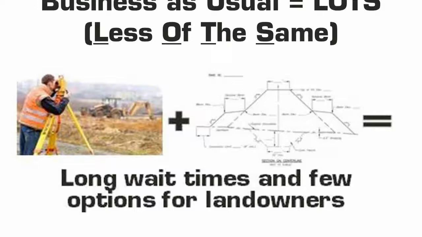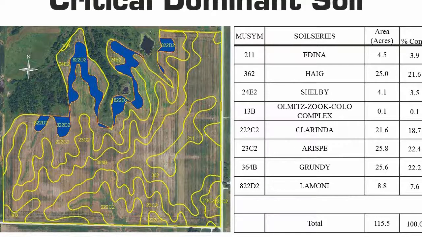Let's start with our soil loss calculator. The soil loss calculator really is the RUSLE2 version on steroids, you might say. Back when I used to work for the USDA Natural Resources Conservation Service, if we figured soil loss, the first thing we'd have to do is figure out what all the different soil types are, how many acres of each soil we have, and what our critical dominant soil is. In this case, our critical dominant soil would be the 822D2 Lamoni.